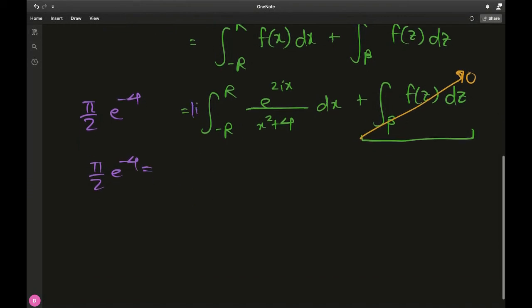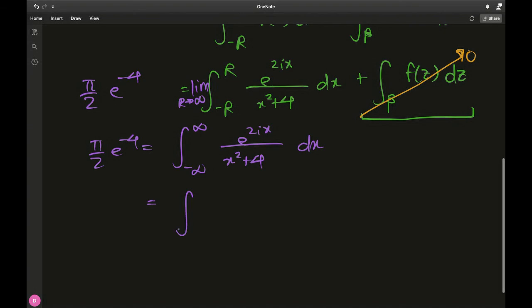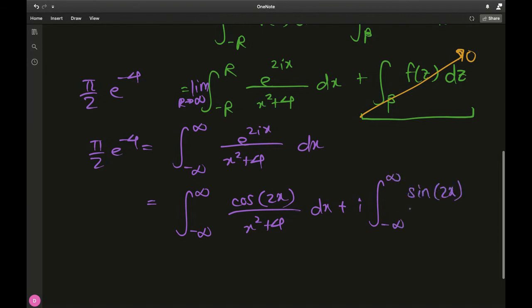And we can again take the limit as r goes to infinity, because we took the limit as r goes to infinity for this estimation lemma case. So, evaluating at the limits, we have the integral from minus infinity to infinity of e to the 2ix over x squared plus 4 dx, which we can expand in terms of the integral of cosine of 2x divided by x squared plus 4 dx plus i times the integral from negative infinity to infinity of sine 2x divided by x squared plus 4 dx. All I've done is use Euler's formula: e to the ix is cosine x plus i times sine x.